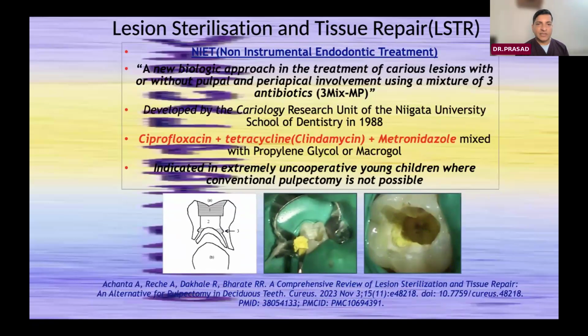So this is the schematic representation. In the diagram, number 1 is the restoration, number 2 is the capping agent, number 3 is the test cavity preparation, and that is at the orifice of the canal, where the antibiotic paste is placed. And then the restoration is carried out, and the tooth is followed up over a period of time radiographically and clinically.